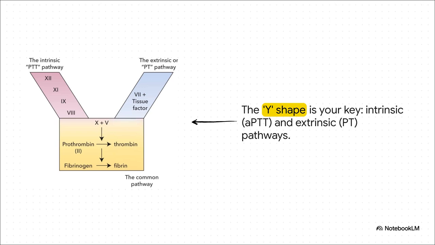The left arm is the intrinsic pathway, and we measure that with the APTT. The right arm is the extrinsic pathway, measured by the PT, and they both come together at the bottom in the common pathway. Seriously, understanding this simple diagram is the absolute foundation for making sense of your patient's labs.